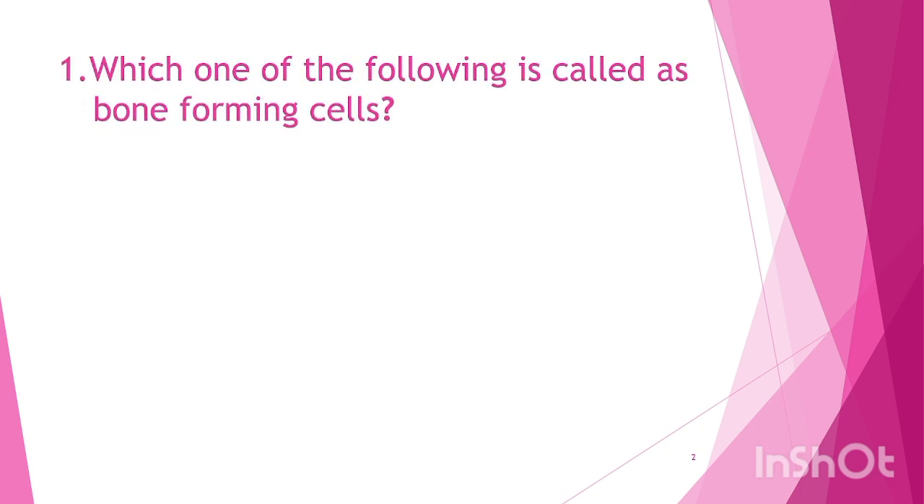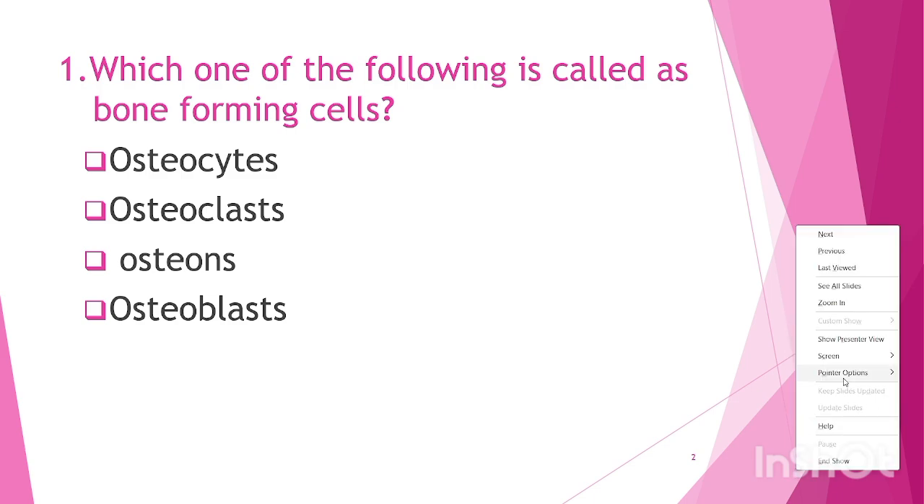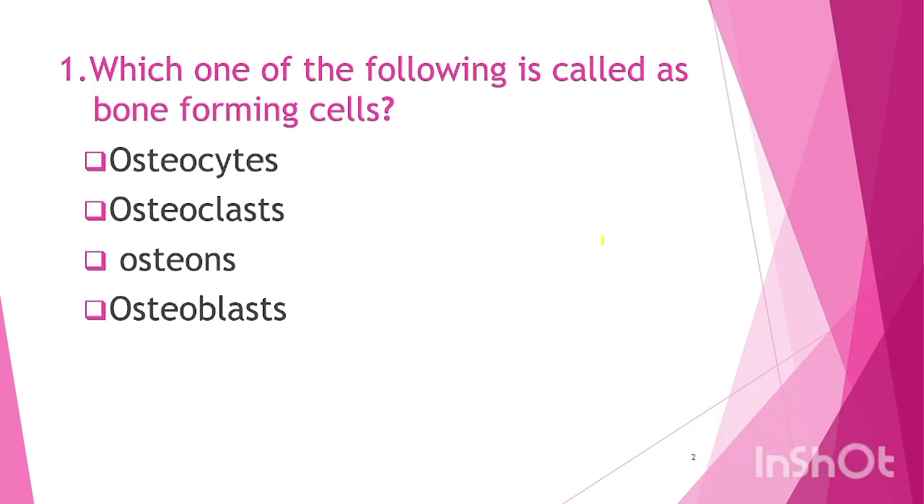Here is the first question for today's session: which one of the following is called a bone forming cell? The options are osteocytes, osteoclast, osteons and osteoblast. The correct answer for this question is osteoblast.